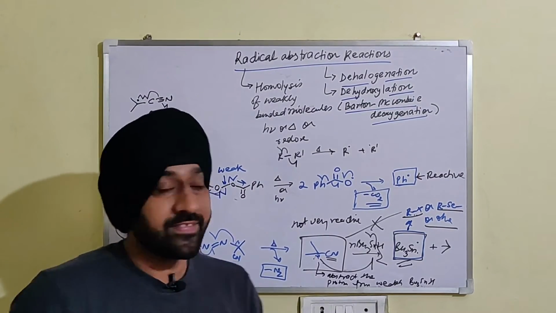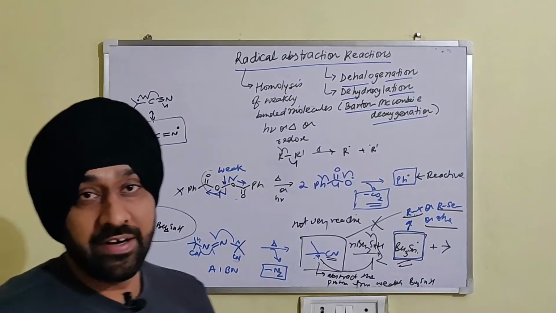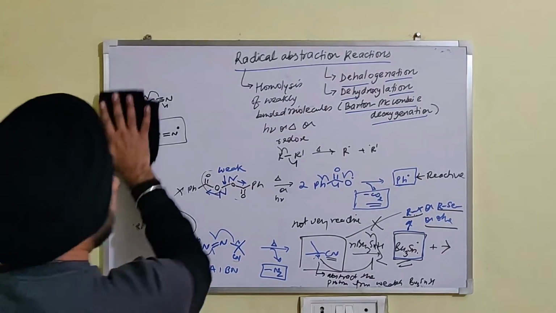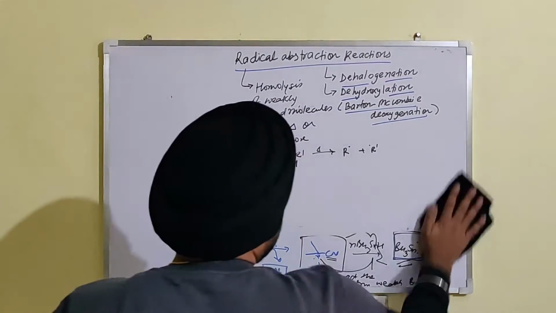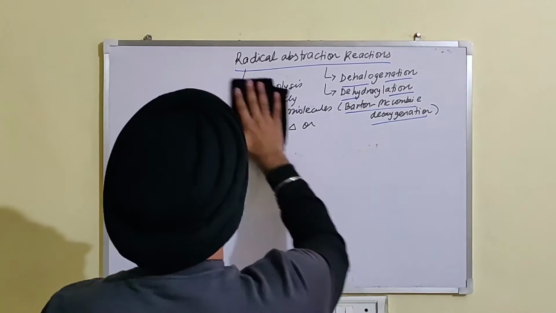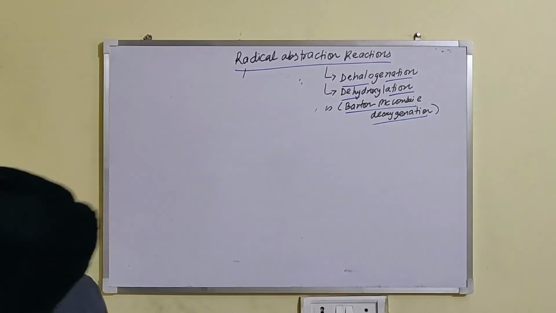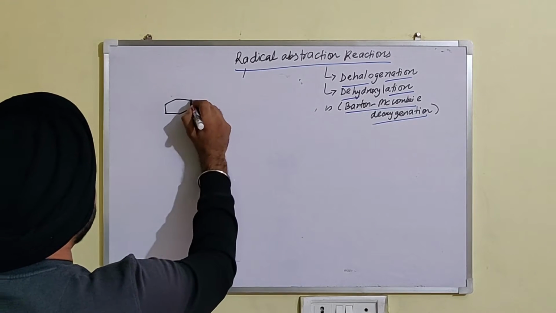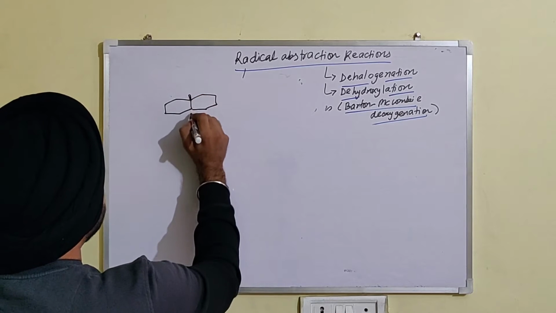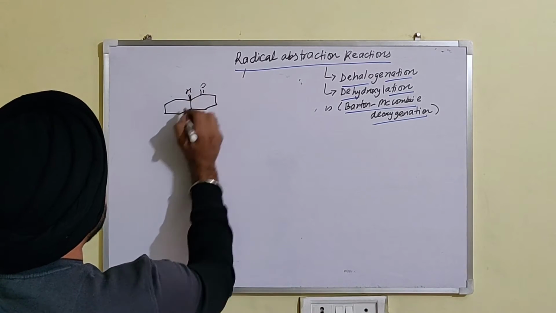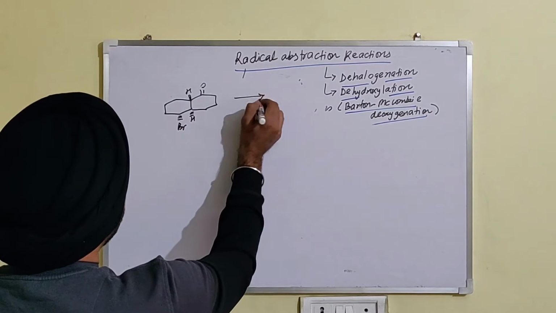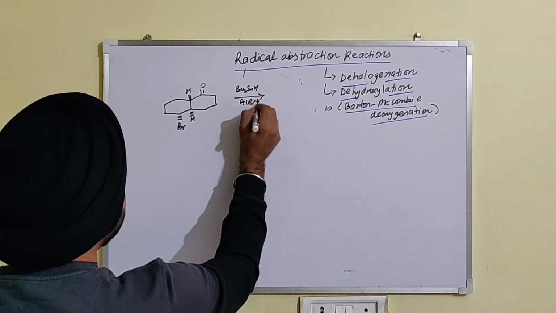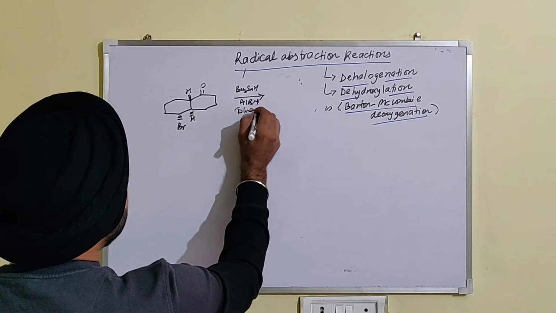Now let us look at one or two examples where AIBN and tributyl tin hydride is used to carry out dehalogenation. So now let's look at one example. Suppose we have this particular bromo compound, and we have taken tributyl tin hydride, AIBN, and toluene as a solvent, and we heat it.